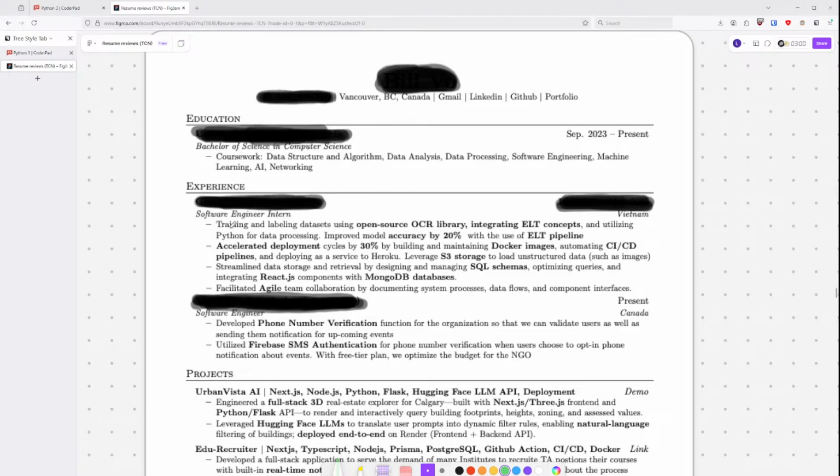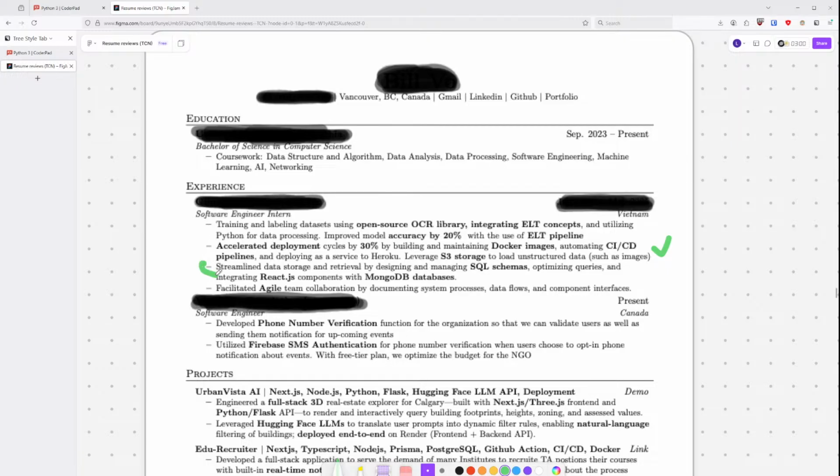Stuff going on. Software engineer in Vietnam. Intern in Vietnam. Open source OCR, integrating ELT concepts. ELT pipeline. I see ETL more common, but I don't think it really matters. Set deployment cycles, building and optimizing Docker images. Okay. Streamline data storage retrieval, designing and maintaining schemas, updating the queries.